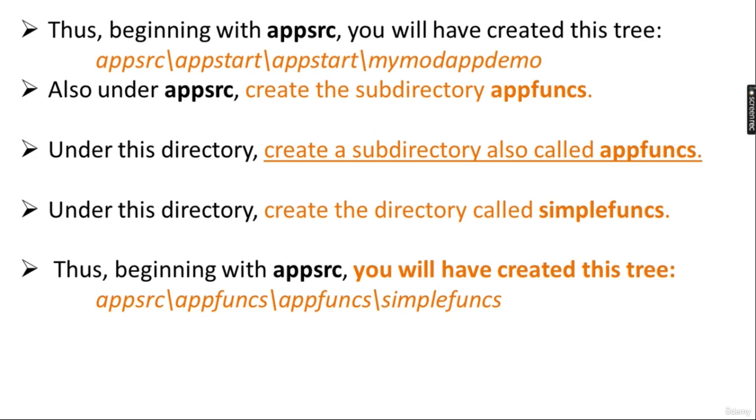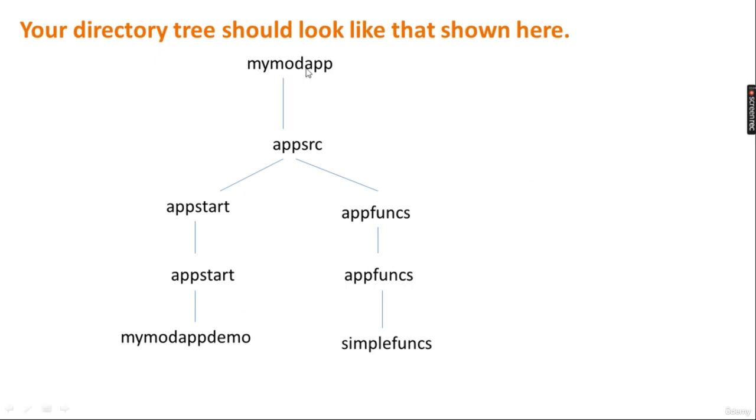Also under appsource, create a second directory called appfunctions. Under this directory, create a subdirectory also called appfunctions. And under this directory, create a directory called simplefunctions. Beginning with appsource, you will have created this tree: appsource, appfunctions, and simplefunctions. This is the main directory, mymodapp. After that, appsource is a directory. Here there will be two directories: appstart and appfunctions. In appstart, there will be one more directory, appstart, and then mymodapp demo. In appfunctions, there will be one more directory called appfunctions, and simplefunctions will be another directory.